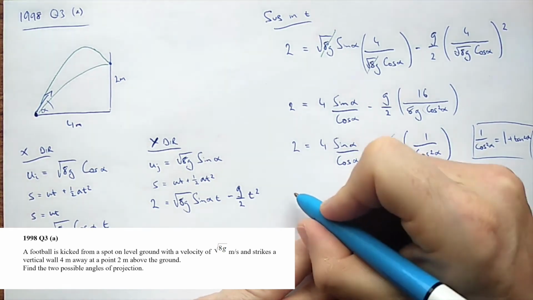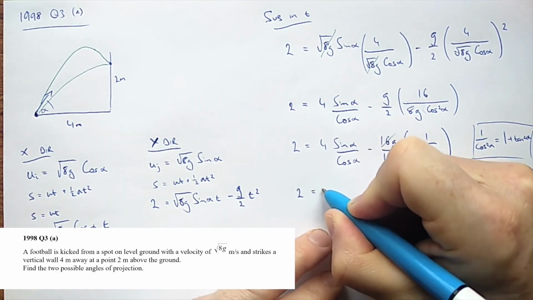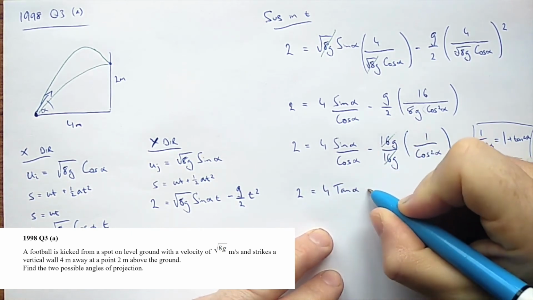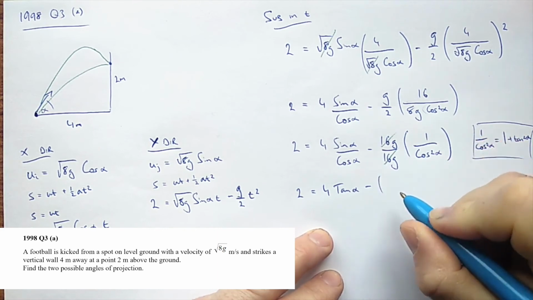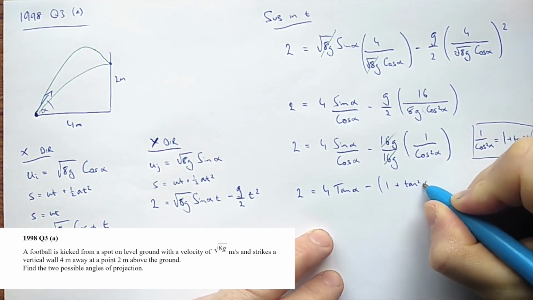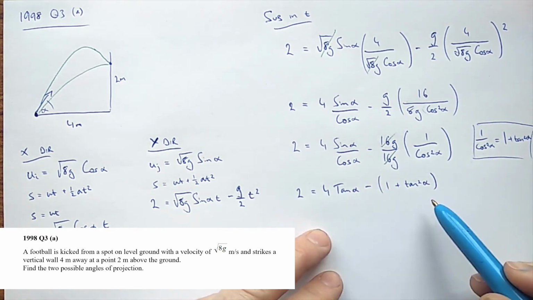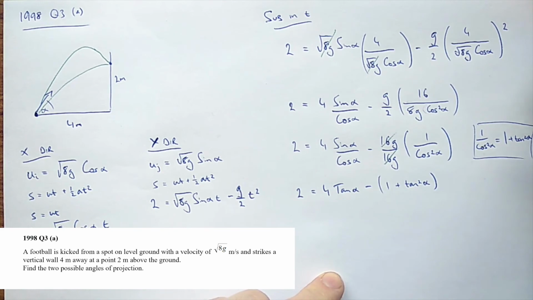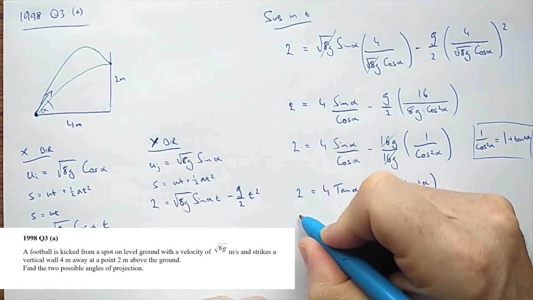Putting it all in, 2 equals 4 tan alpha minus, I'm going to use some brackets here, 1 plus tan squared alpha. At this stage we've got our quadratic. Now if you remember back in the beginning, we're looking for 2 possible values, so quadratic is exactly what we'd expect here. Okay, bit of housekeeping.